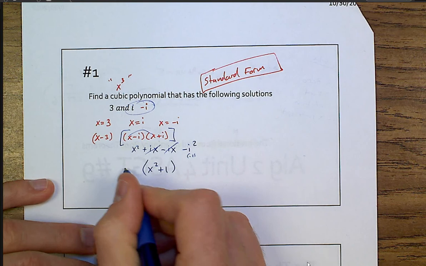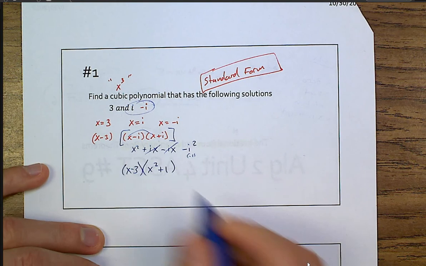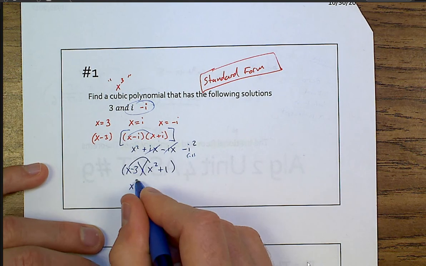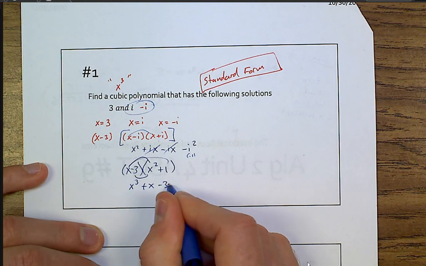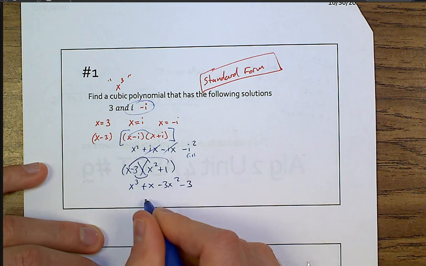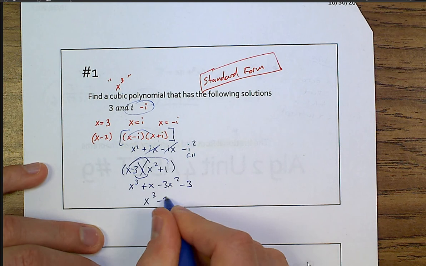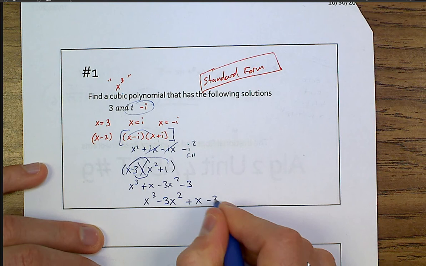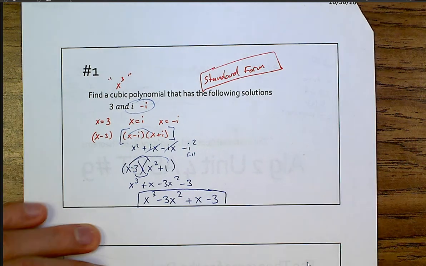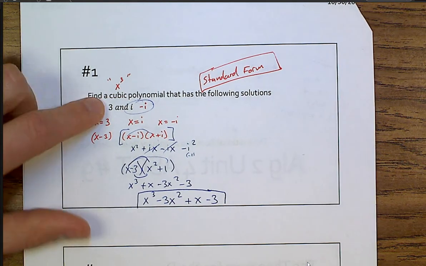And then we're going to take this x minus 3 and go through it. So x times x squared is x cubed plus x minus 3x squared minus 3. So I'm going to get x cubed. We always want to write it in standard form, so I put my x cubed, x squared, then plus x, and then minus 3. And there is the cubic function that yields 3 and plus or minus i.